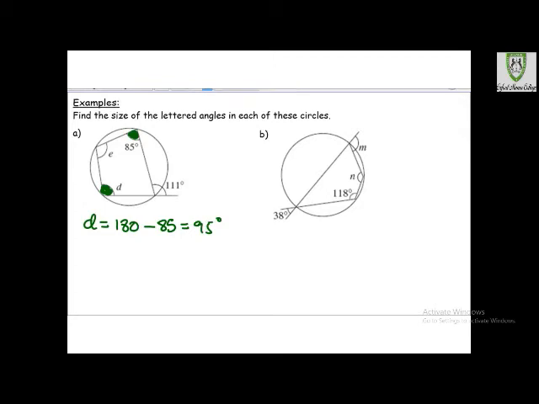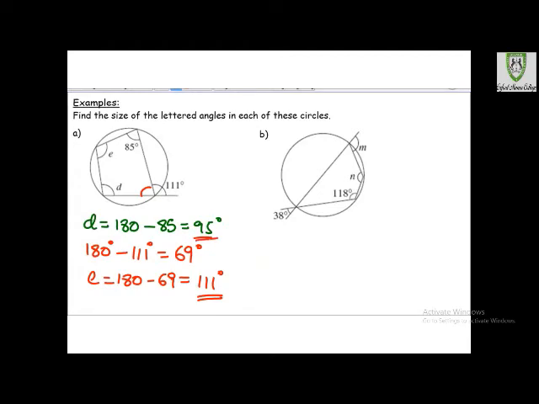Okay, let's take this up. Because opposite angles in a cyclic quadrilateral add up to 180, we can move to E. Before we work out E, we can work out this missing angle here. This angle here will be equal to 180 minus 111 degrees, which will be equal to 69 degrees. Which means that angle E will be 180 minus 69, which will just give us 111 degrees.